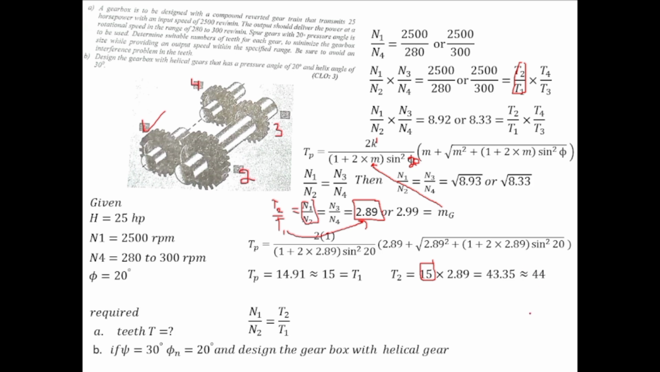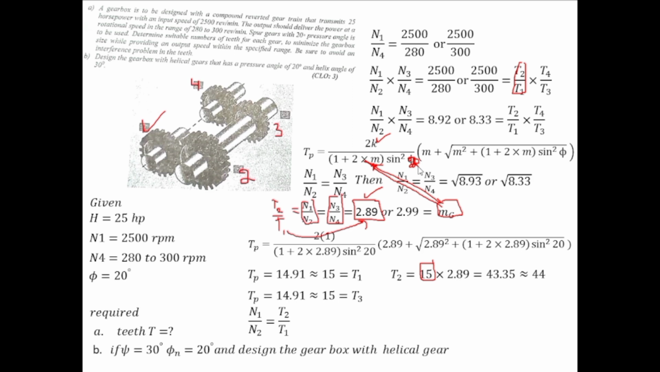And similarly, if you see over here, N3 by N4 is also equal to this 2.89, which is represented by mg, and put this mg over here. This is 2.89, and for the full depth k is equal to 1, and the pressure angle for gear 3 is also 20. So putting these values, it will also give you 14.91 teeth on the pinion, and the pinion here is gear 3 because it will be smaller than gear 4 to reduce the speed.